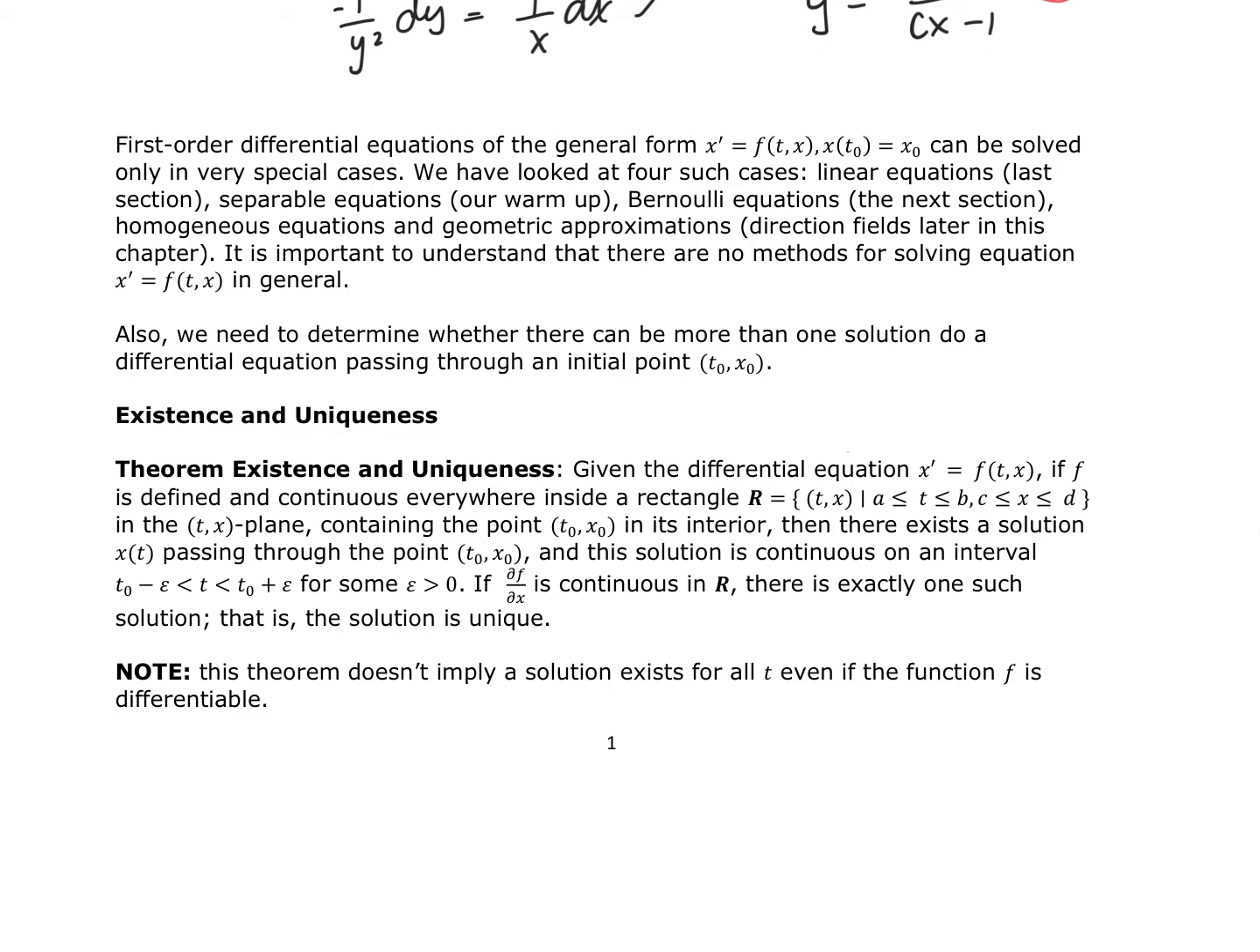Now, if you remember, this looks a lot like what we would expect in calculus. If you take a continuous functions class or real analysis, you will delve even deeper into this, but we're just kind of touching on it lightly. This theorem doesn't actually imply the solutions exist for all t, even if the function is differentiable.